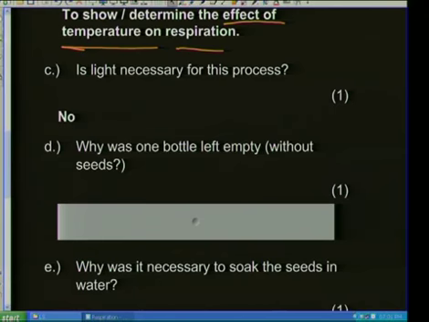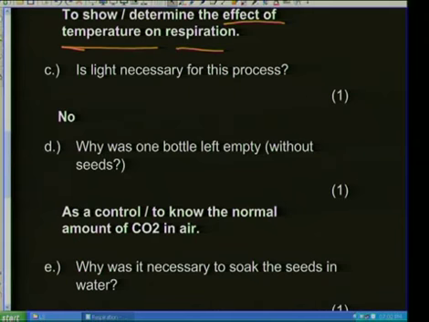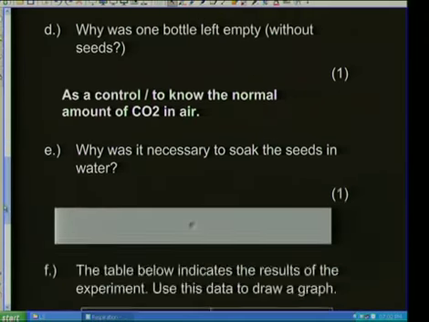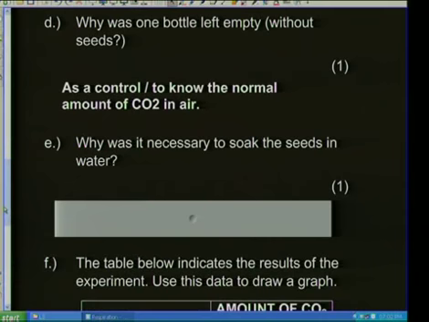Why was 1 bottle left empty without seeds? The 4th bottle. Notice this type of question in all investigative questions, it's coming. As a control, and also to know the normal amount of carbon dioxide in the air. Why was it necessary to soak the seeds in water? Why did we put dry seeds in? Now this, you needed to know a little bit other work. And that is so that the seeds start to germinate. Because if the seeds are not germinating, they are dormant. If they're dormant, no cellular respiration takes place. So this is why we have to do that.